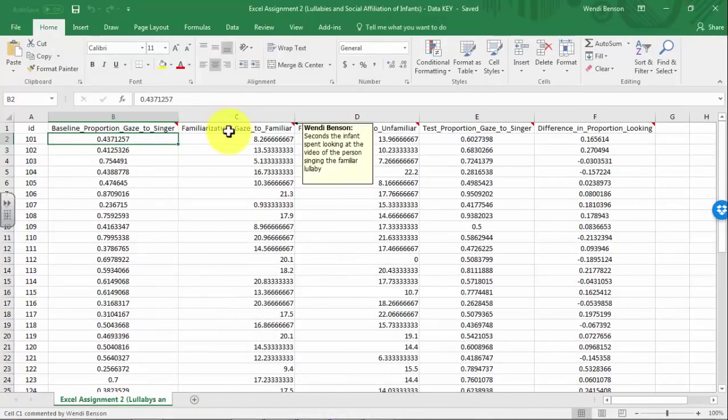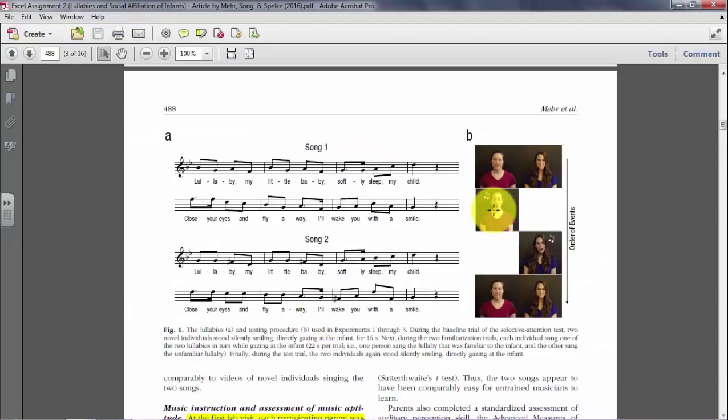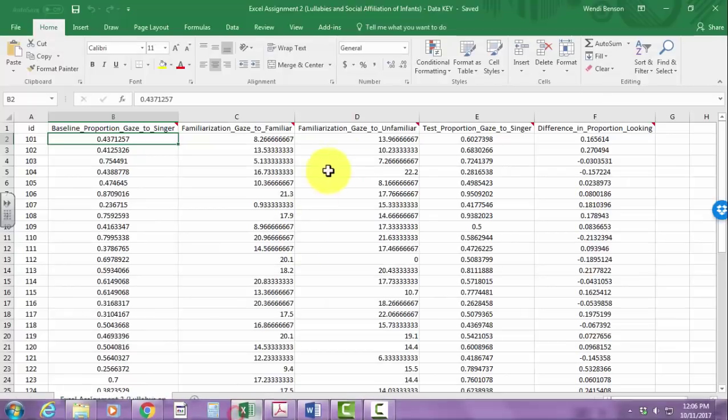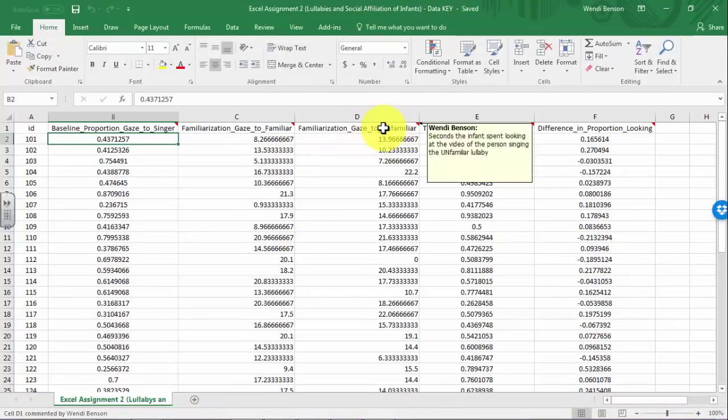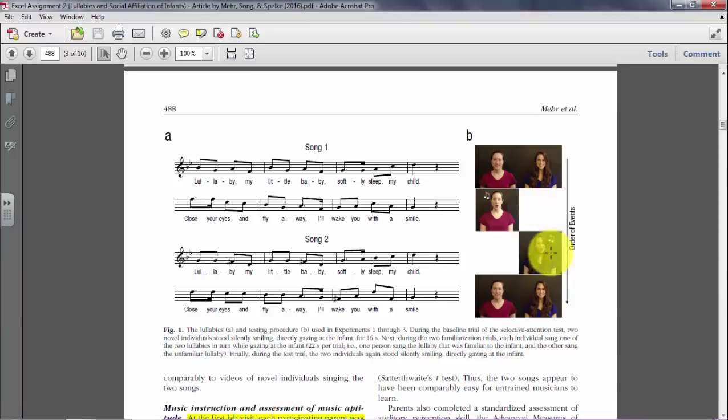This one is the familiarization, the gaze familiar. So how long the infant spent looking at the video of the person singing the familiar lullaby. So for instance, if the lady in the red shirt was singing the familiar lullaby, that next column represents how long the infant stared at her. Then we look at this column here. This is how long they stared at the unfamiliar lullaby singer. So that would be, for instance, if the lady in the blue shirt was singing the lullaby they'd never heard, how long they stared at her.